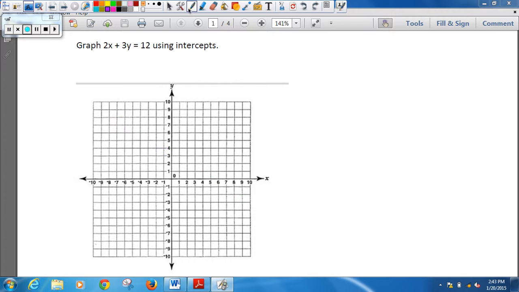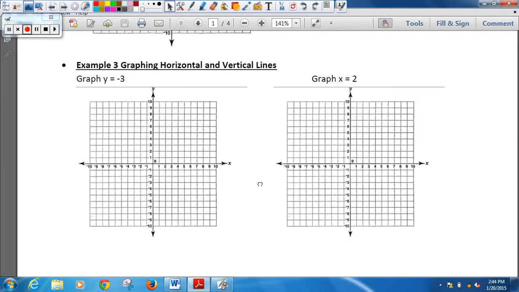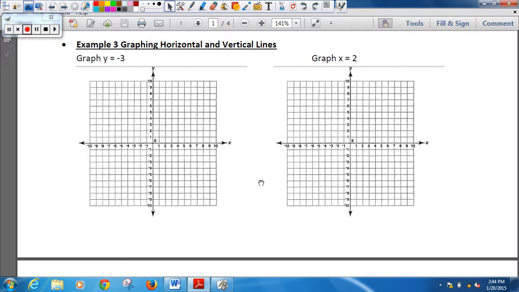Example number 3 then wants us to graph horizontal and vertical lines. So on this first one, y equals -3. Well, if you think of it, if we do a little t-chart over here just so I can show you an example, it tells me y equals -3. That means every time, y equals -3. So if x is 0, y equals -3. If x is 2, y equals -3. If x is -2, y equals -3.